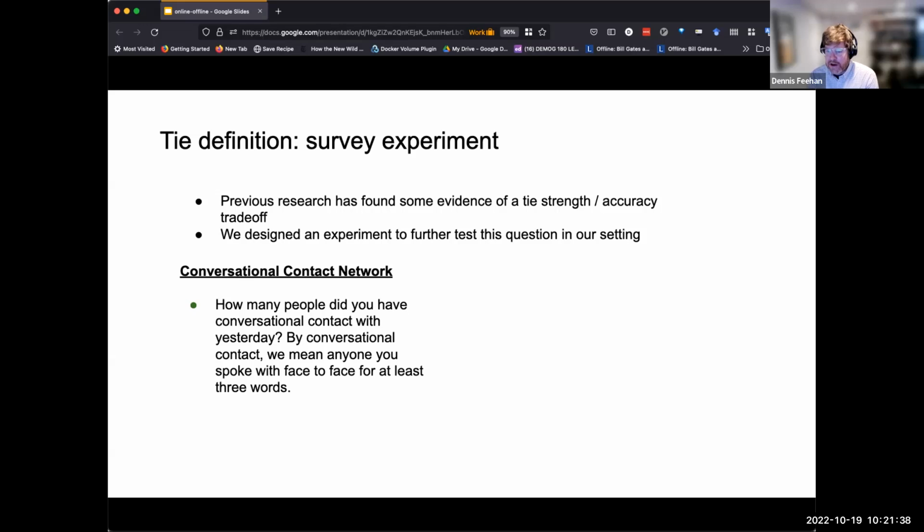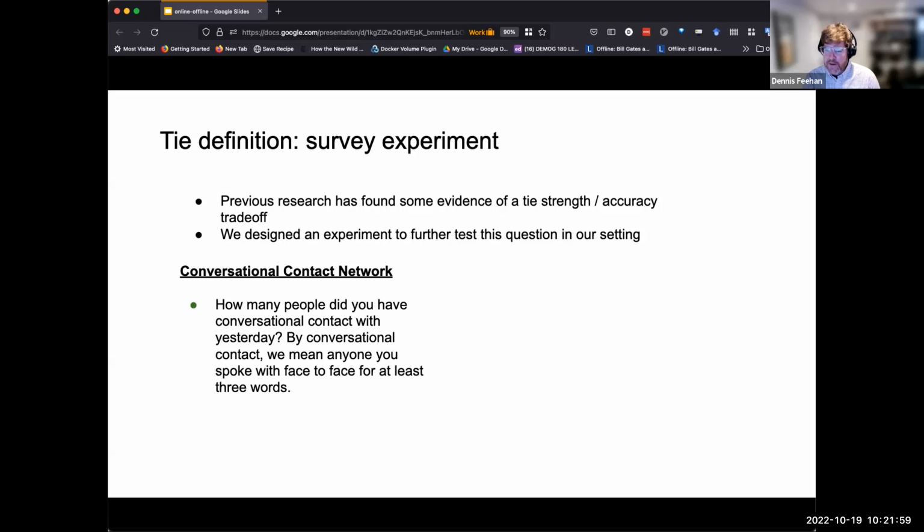This first network I'm going to call the conversational contact network. And the prompt that was used in the survey was, how many people did you have conversational contact with yesterday? By conversational contact, we mean anyone you spoke with face-to-face for at least 3 words. This is the day before the interview, yesterday.